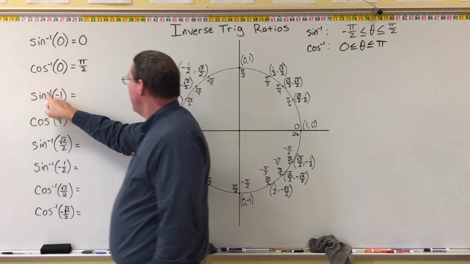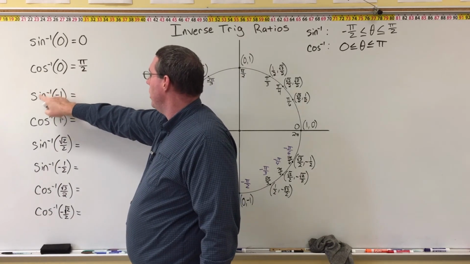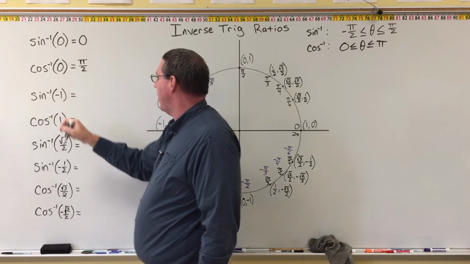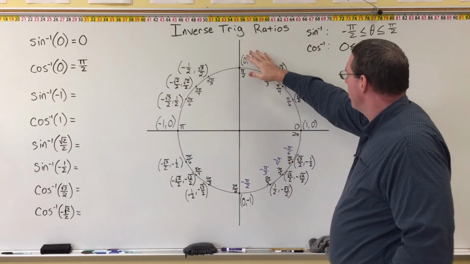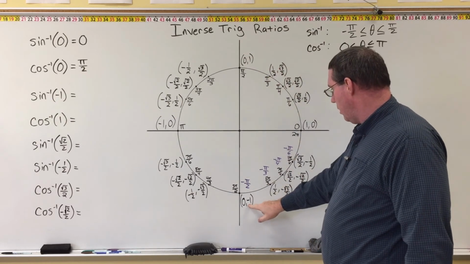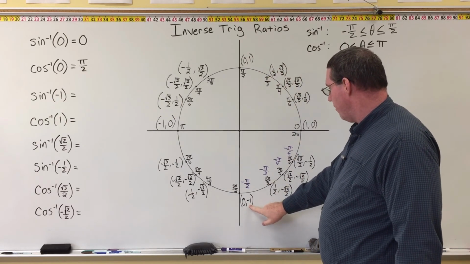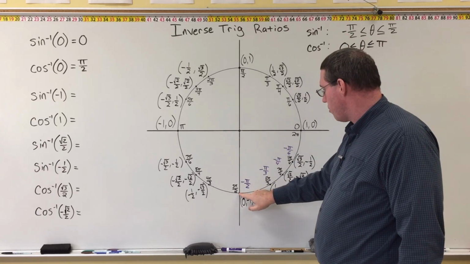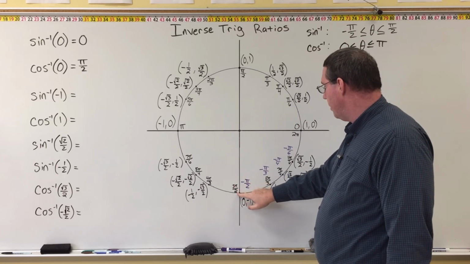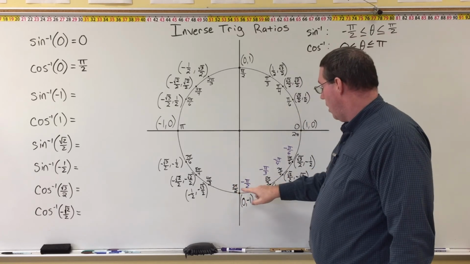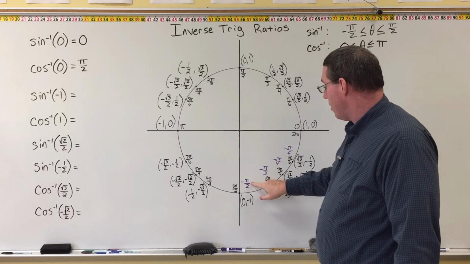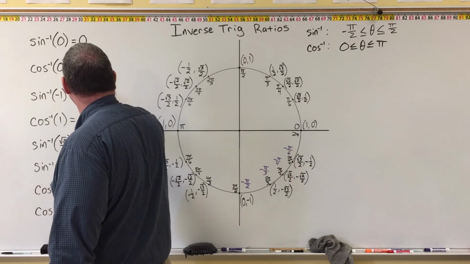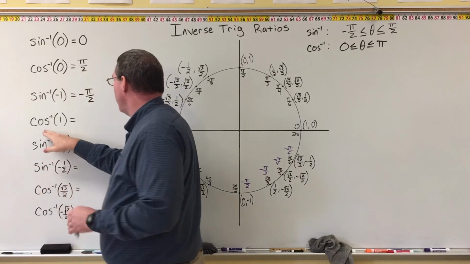Okay, what angle measure between negative pi over 2 and pi over 2 would give you a y coordinate of negative 1? Well, where's a y coordinate of negative 1? Here's negative 1. And we're going between negative pi over 2 and pi over 2. Well, what angle measure is associated with here? Not 3 pi over 2, because 3 pi over 2 isn't on this interval. But negative pi over 2 is. And so the answer is negative pi over 2.